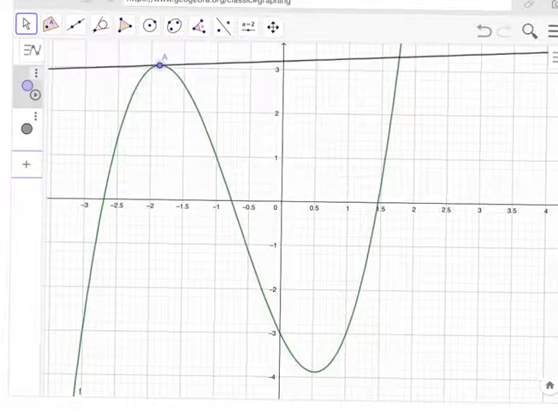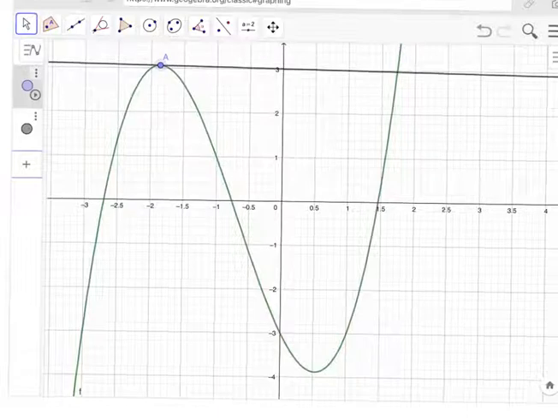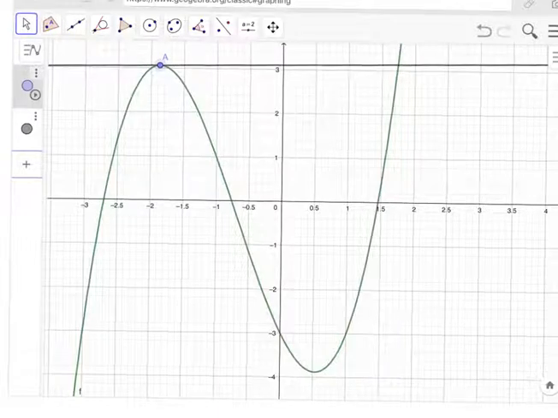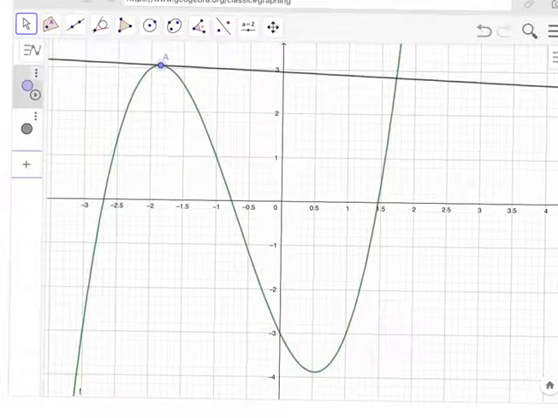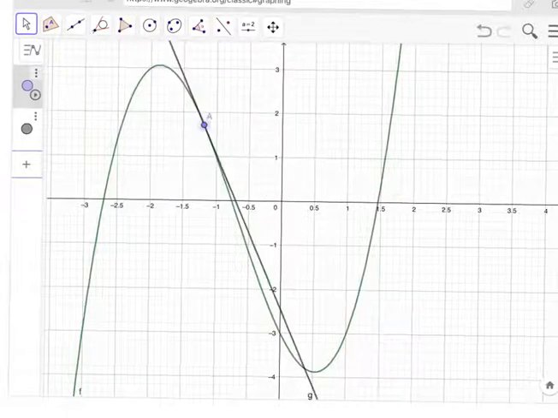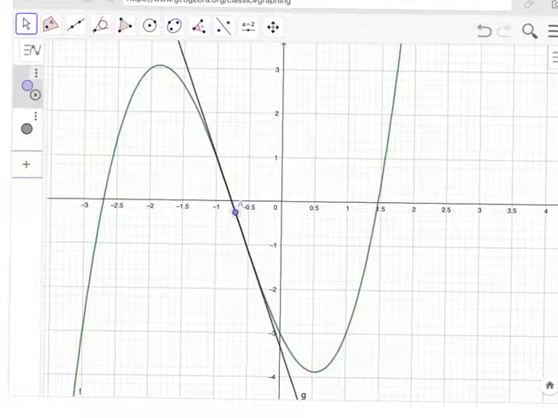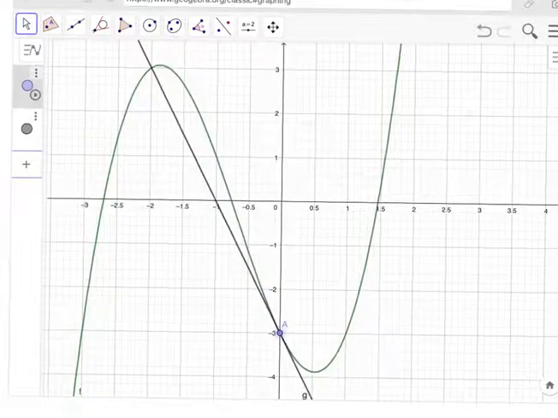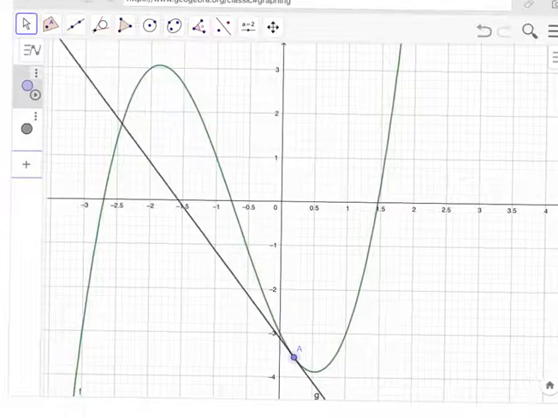So at the turning point, you can see the line will be parallel to the x-axis. Therefore, its gradient is 0. That means its derivative is 0. So let's go to the other turning point. I have to move very slowly, yeah? Otherwise, it will jump.